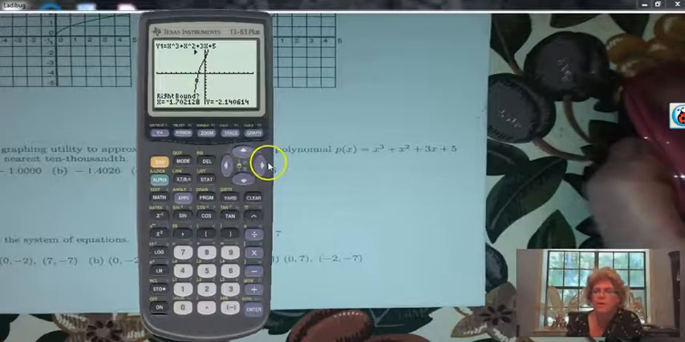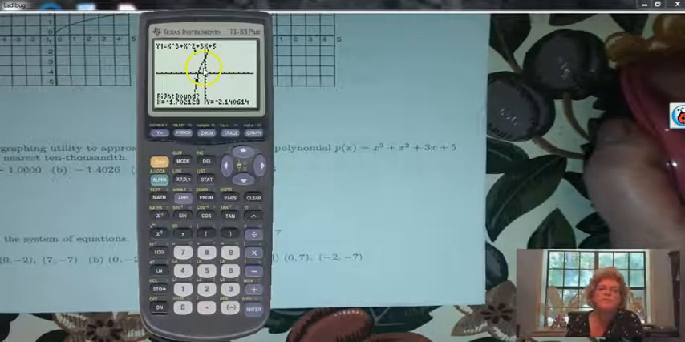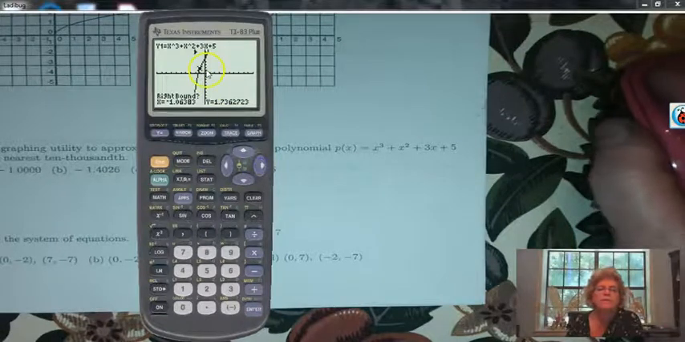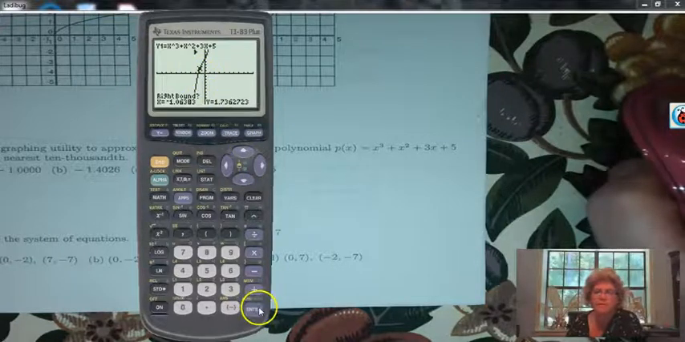Then it says right bound, so I'm going to use the arrow and move this along the graph till it's just to the right or just above where the 0 is. Okay, so that's a nice one. The 0 looks to be there. That's to the right of it, so I'm going to press enter.